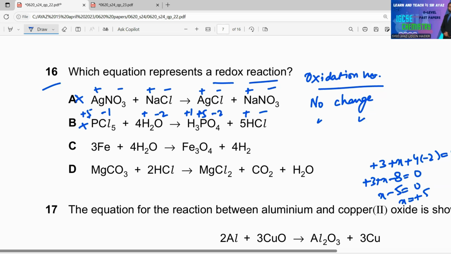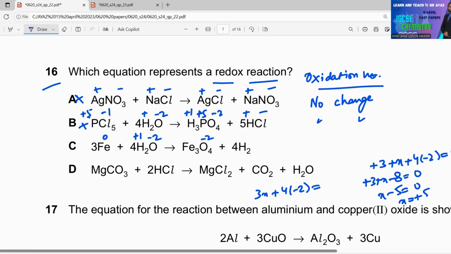Now in C, you see there's no charge on Fe. There are 3 moles of Fe. It must be having 0 as its oxidation number. And the charge on H in H2O must be plus and oxygen is minus 2. What about the charge on Fe on the product side? We have Fe3O4. Let's solve this. So we have 3X plus we have 4 atoms of oxygen. Oxygen must be carrying minus 2 charge.